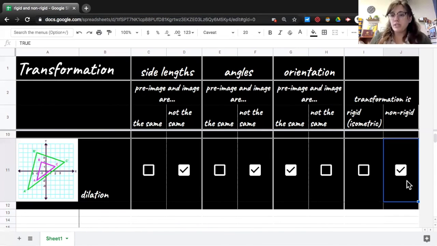So far, rigid transformations, we have translation, reflection, and rotation, not dilation. And for non-rigid, we have dilation.